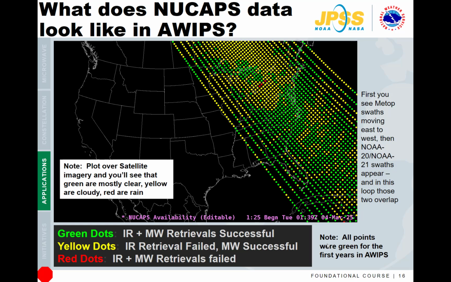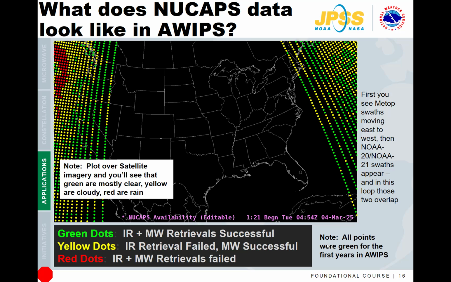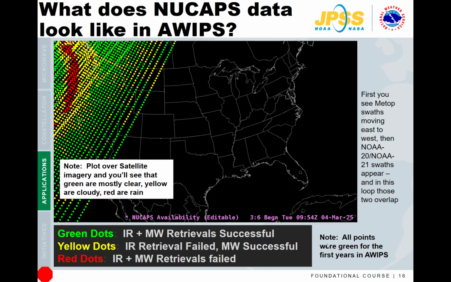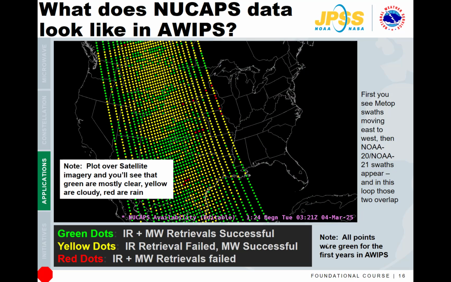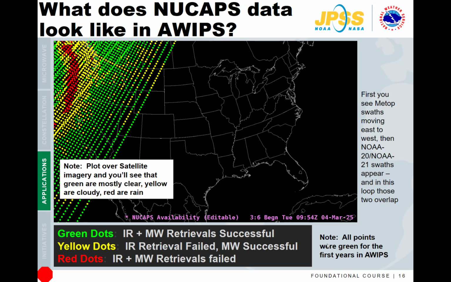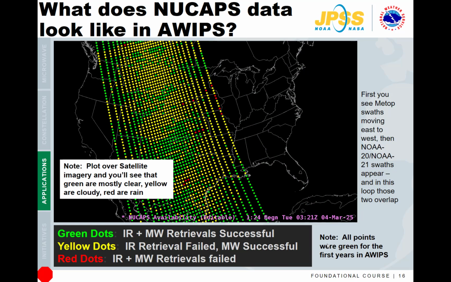The color of the profile location, click on the dot and you'll see the profile, means something. Green means infrared plus microwave retrievals were successful. That is, the retrieval converged to a solution. Yellow usually means the infrared retrieval failed, but a microwave retrieval worked, and a microwave-only profile is present. Red means both retrievals have failed. Usually, yellow retrievals are where clouds are present, and red are where it's raining or snowing.